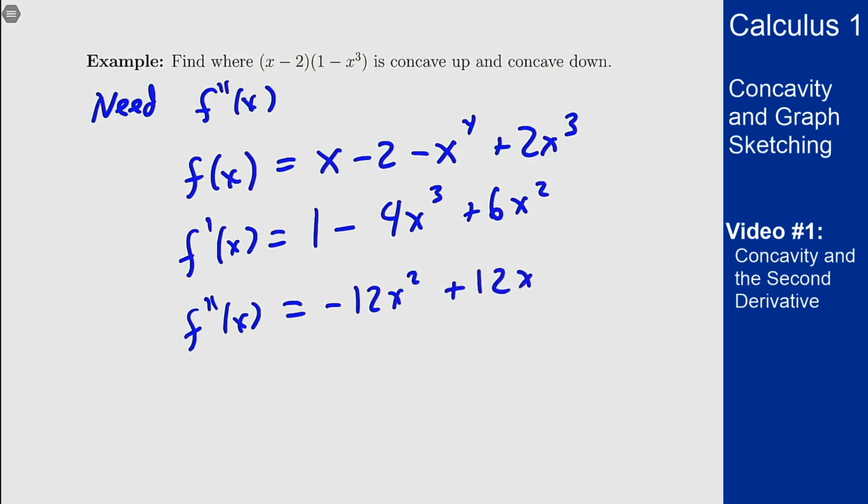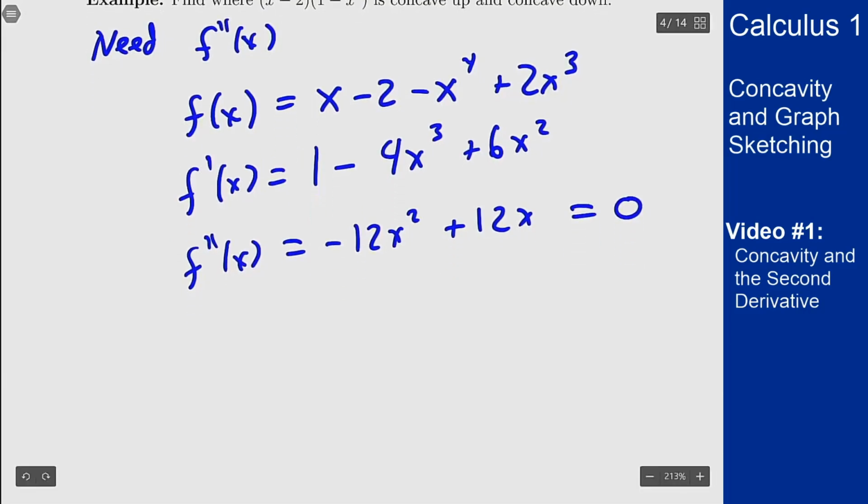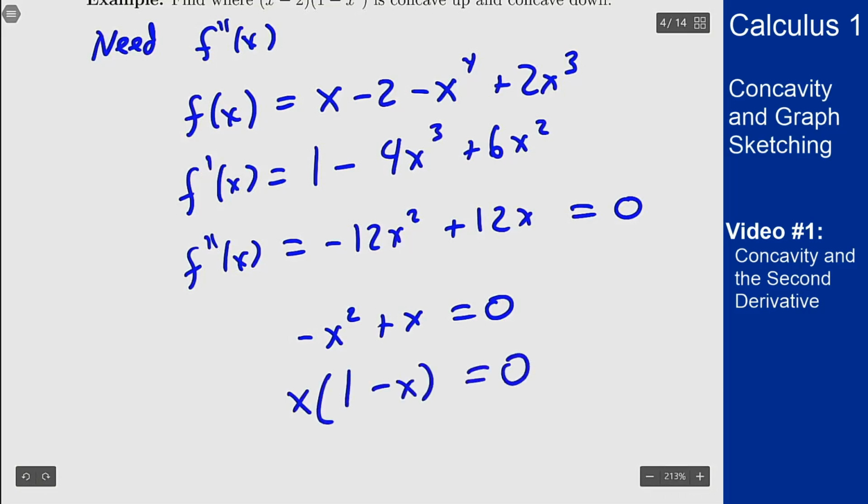To figure out where it is positive and negative, I want to look where it's either 0 or doesn't exist. In this case, the polynomial always exists, so I can find these transition points by just setting this to 0. If I solve this out, I can divide through by 12. Negative x squared plus x equals 0, or x times 1 minus x equals 0, which means the points I care about here are x equals 0 and x equals 1.